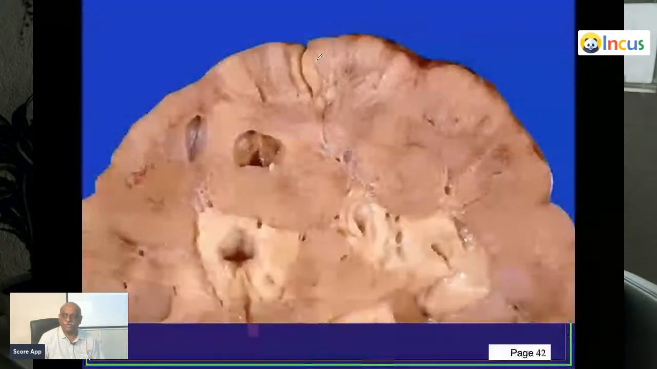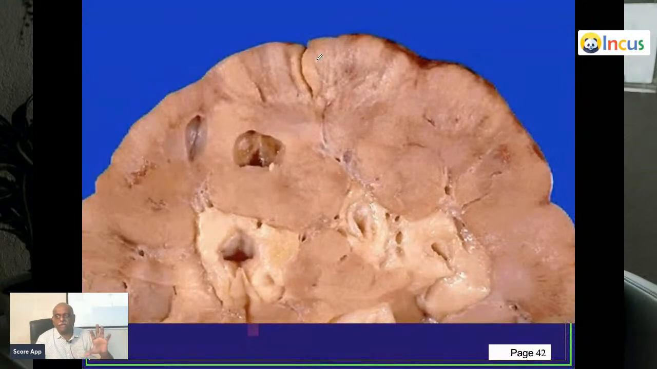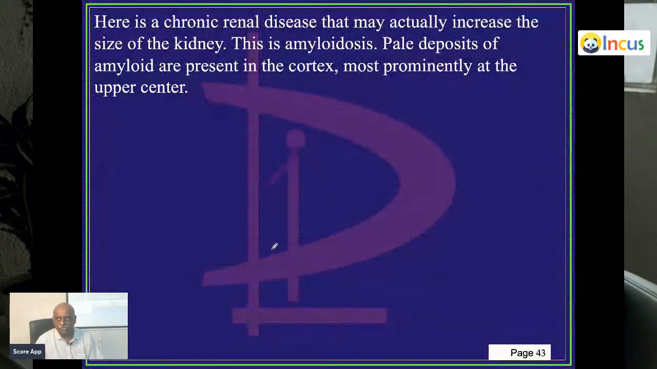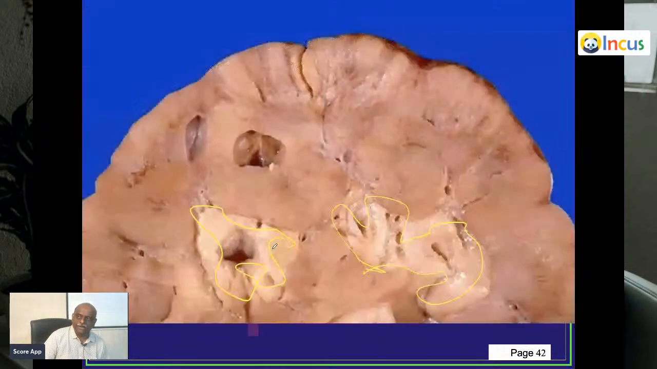Amorphous deposits. If you look at the gross appearance of the kidney, the amyloid deposition will also typically appear in the gross appearance of the kidney, if you check the kidney also.